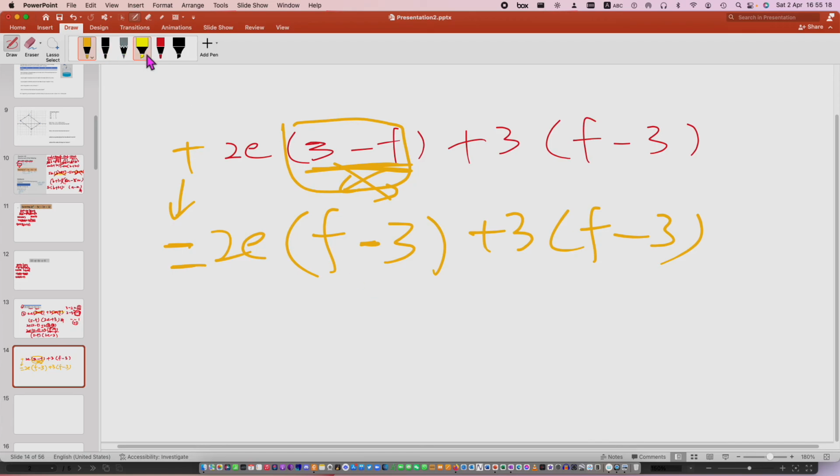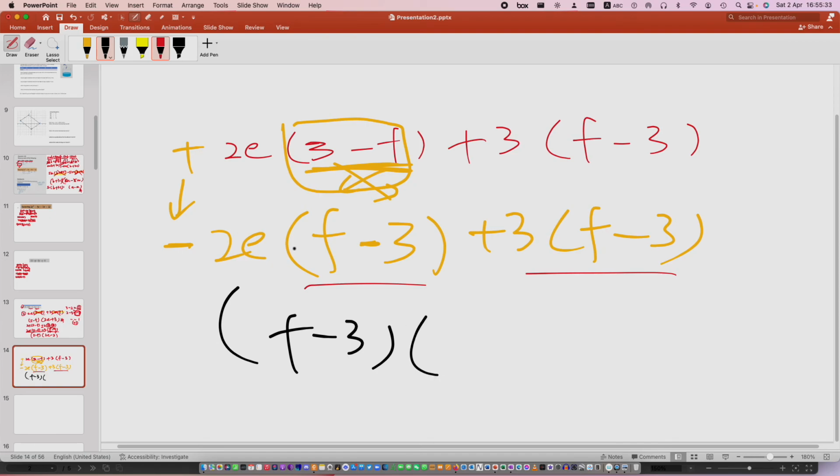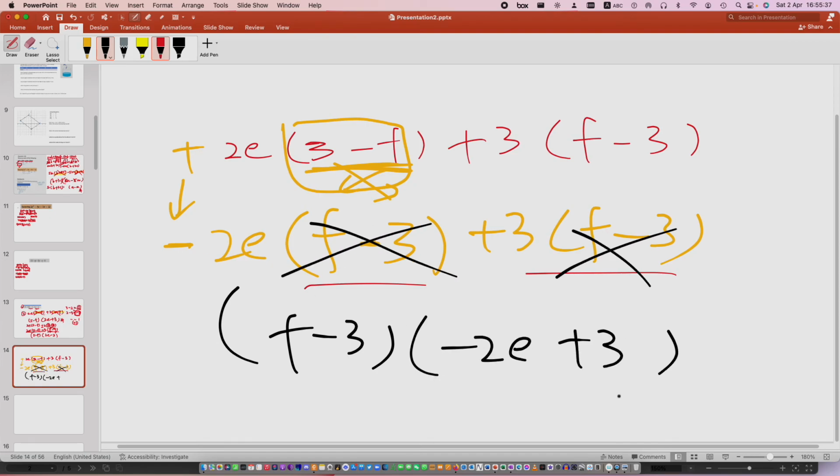So now, instead of changing the back just now, I change the front. So now, can you see I have something similar? So I just get it out. So once I get it out, I'm left with minus 2e plus 2. Are you clear? This is also the correct answer. Okay? So there are two ways to do this kind of question.